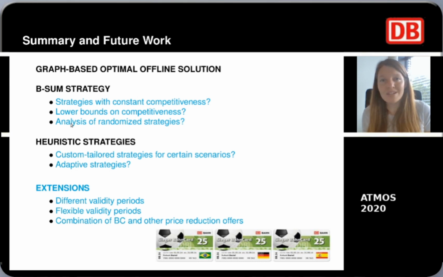And also, there are interesting BahnCards in Germany which depend, for example, on the performance of our soccer team. So they do not only have different validity periods, but also flexible and unpredictable validity periods. So it would be interesting to incorporate that, and also to consider combinations of BahnCards and other price reduction offers, which of course would further complicate the problem, but would also make it more applicable to complex real-world scenarios.